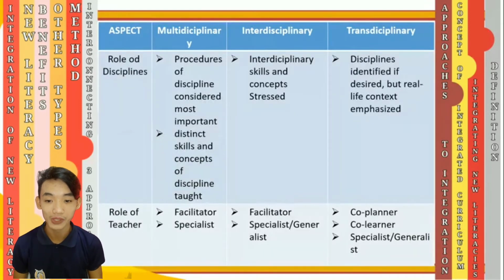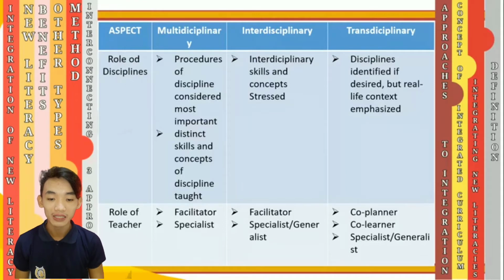indeterminate and ambiguous. Third aspect is the role of the teachers. In terms of multidisciplinary, a teacher is a facilitator and a specialist. In terms of interdisciplinary, a teacher is a facilitator, a specialist, as well as generalist. While in terms of transdisciplinary, a teacher is a co-planner, co-learner, a specialist, as well as generalist.